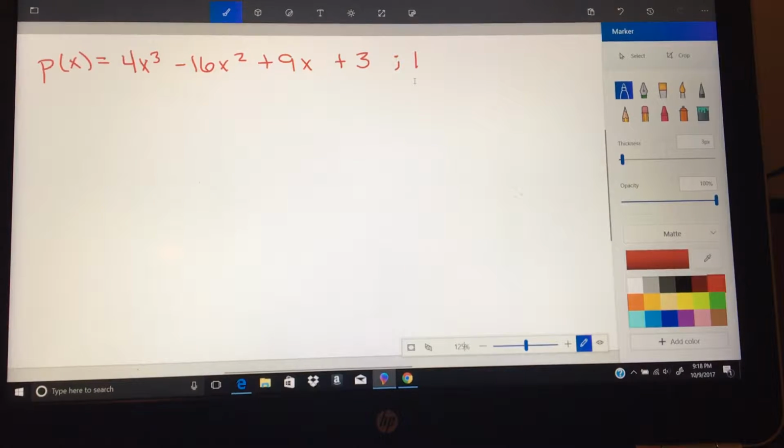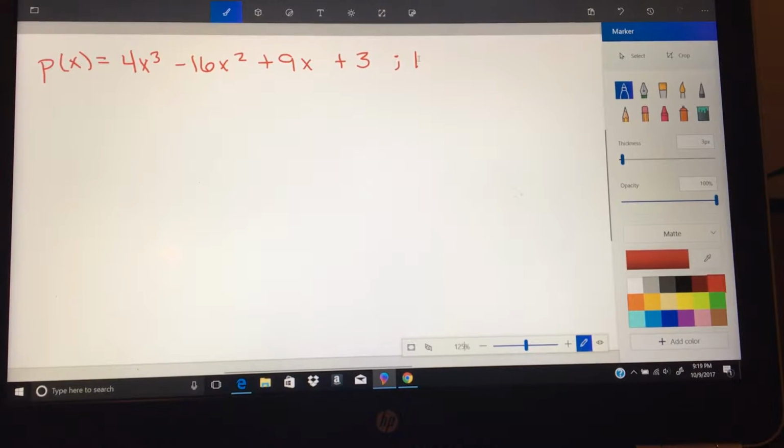Okay, this is number 2 of our test review. We are given a 0, and then we are asked to find the others. So we're given the 0 of 1, and we want to find the others. First of all, we are starting with an x cubed, so that means there's going to be 3 zeros. We already have 1 zero, so we want to find the other 2.